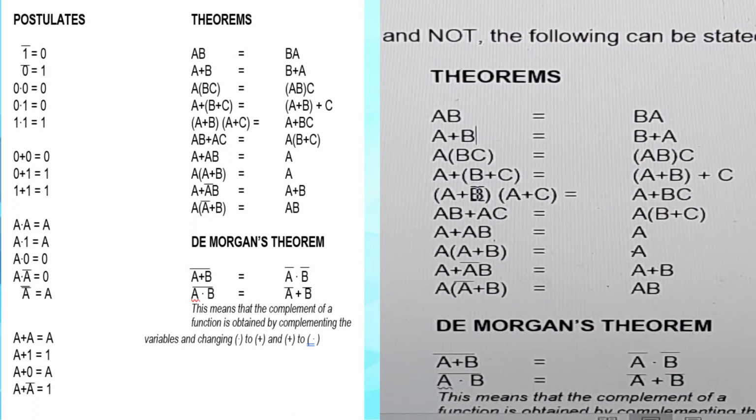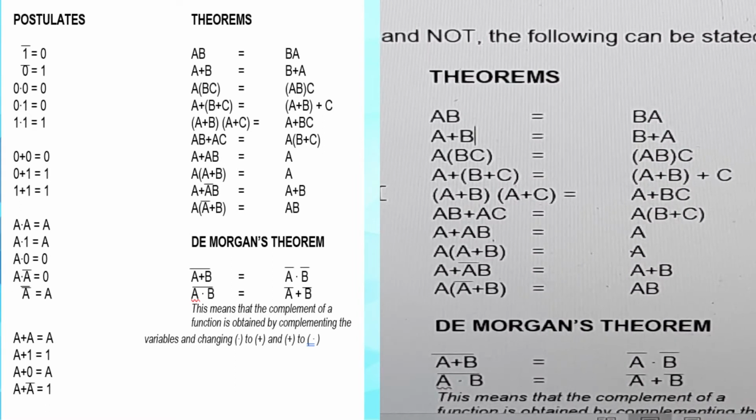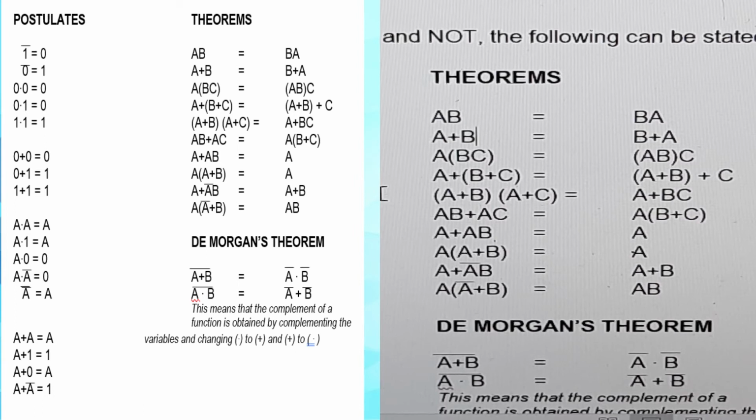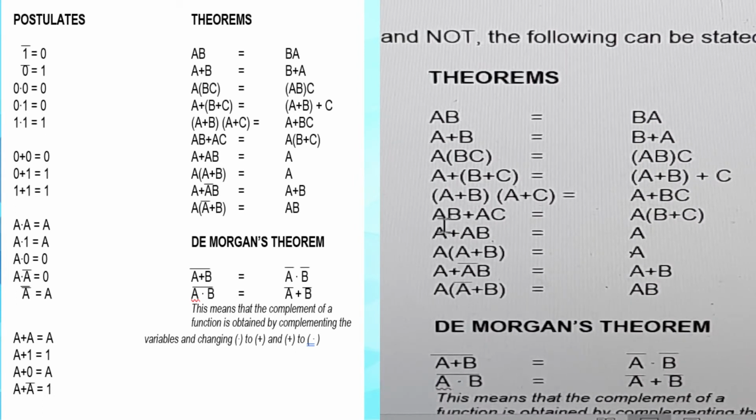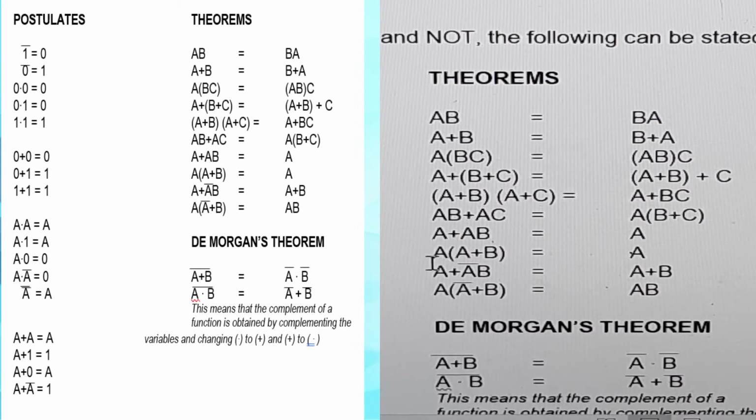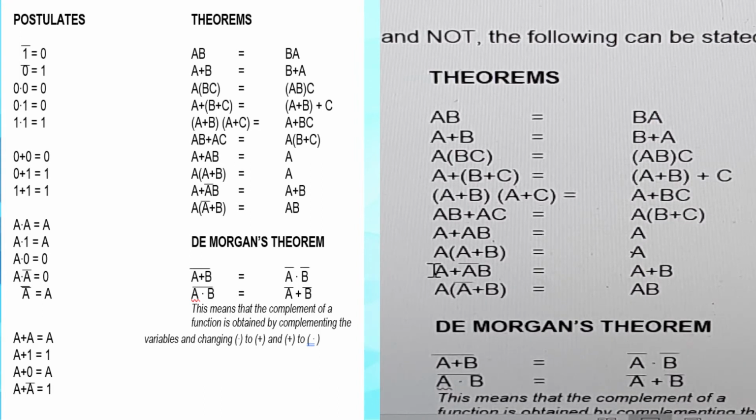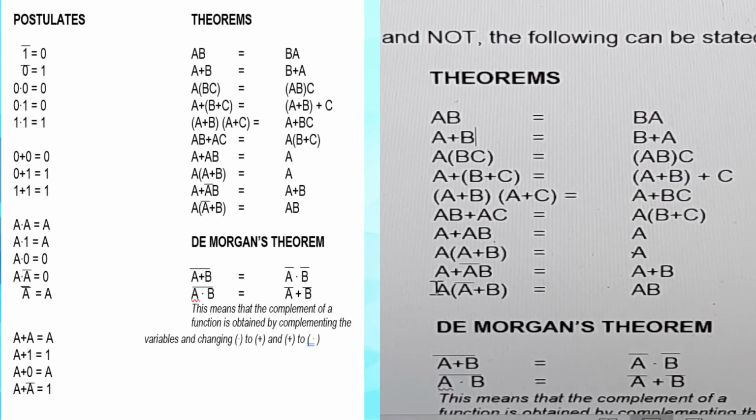A plus BC: the quantity of A plus B times the quantity of A plus C. So our theorem there is A plus BC. AB plus AC is equivalent to A times the quantity of B plus C. A plus AB is equal to A. A times the quantity A plus B is A. A plus A bar B is equal to A plus B. And A times the quantity of A bar plus B is AB.